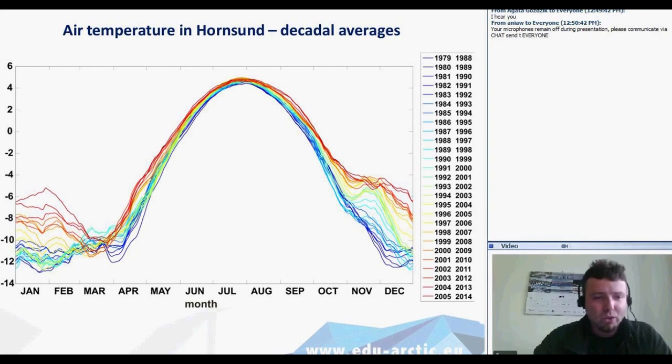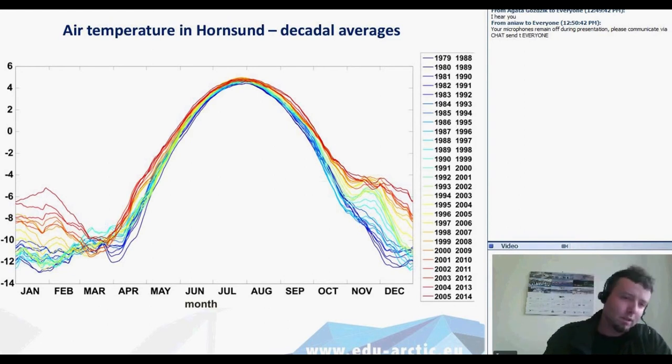So we averaged the data throughout the year. For each day, the decadal average was calculated, and here you can see the differences in the blue lines. Blue lines denote the oldest years. I mean, from 1979 till 1988, these are average temperatures for each day. And the red lines denote the recent data, so from 2005 to 2014.